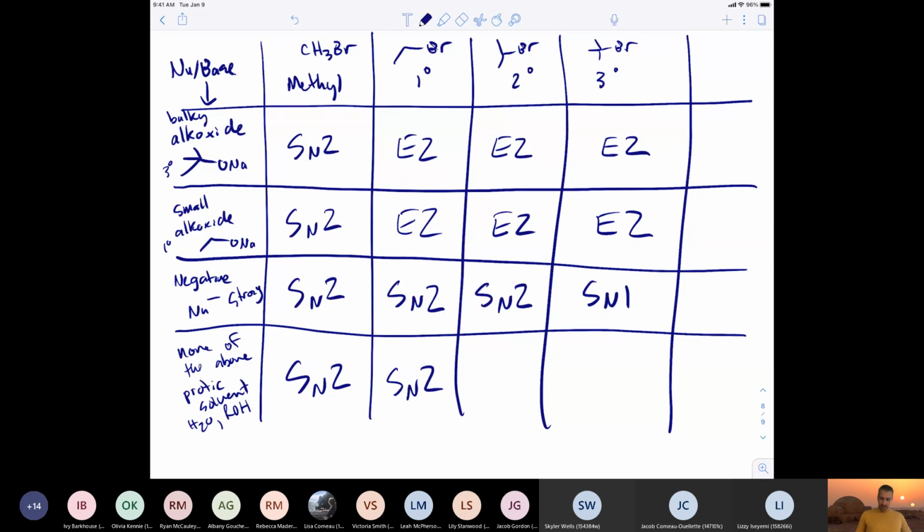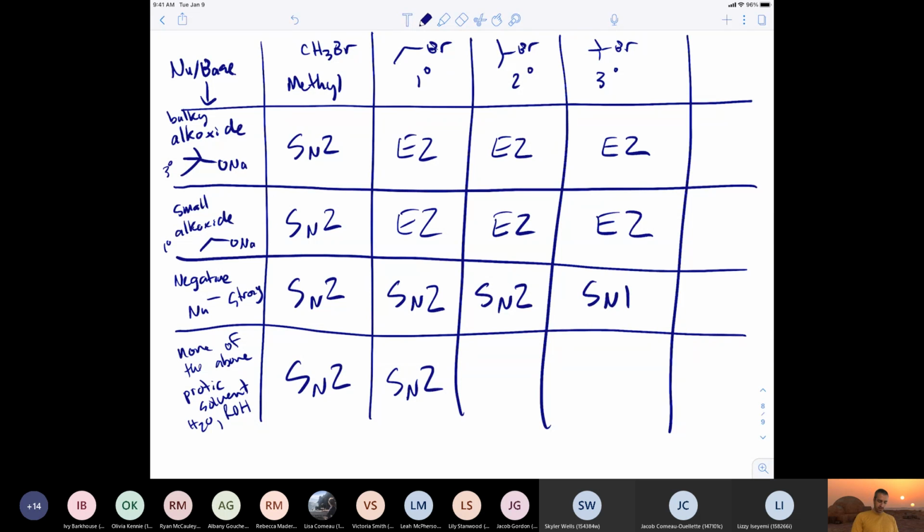All right, now we're getting into the muddy territory. We have secondary and tertiary. These can form carbocations, so these can do E1 or Sn1. They're not going to do E2 because you need an alkoxide. We don't have an alkoxide. You need a strong base. We don't have that.